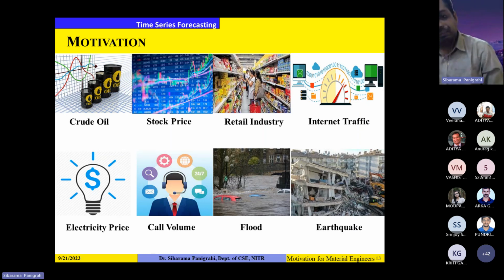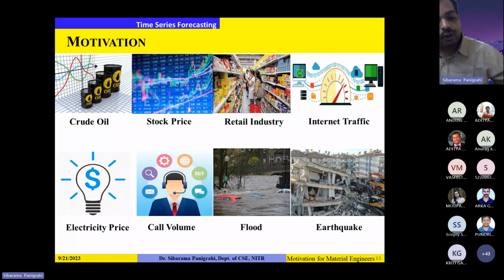If you know the particular demand of a product in a retail industry, then you can maintain appropriate inventory without over keeping the material or under keeping that material, so that you can maximize the benefit. If you can predict the internet traffic, the service providers can provide better internet service. If you can predict the electricity load, you can purchase or sell electricity in the balancing market and you can have a better electricity supply.